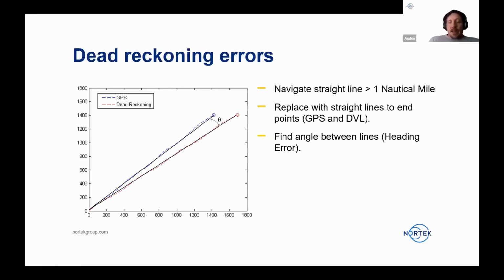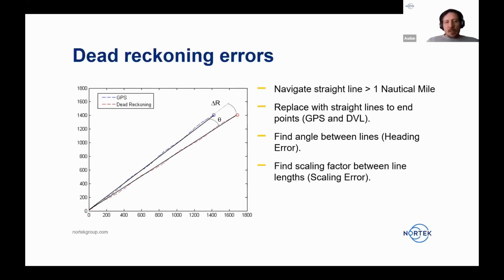And that heading error, of course, will include any angular offset between my DVL and the heading sensor. So that's what you would normally remove in a calibration anyway. You always have to do that. But when characterizing the DVL, we should also note that this angle here also includes any statistical error that the heading sensor makes. So for every line that I do, I should remove this error. If I'm only interested in characterizing the DVL, I should make sure that I remove the heading contribution from this navigation error.